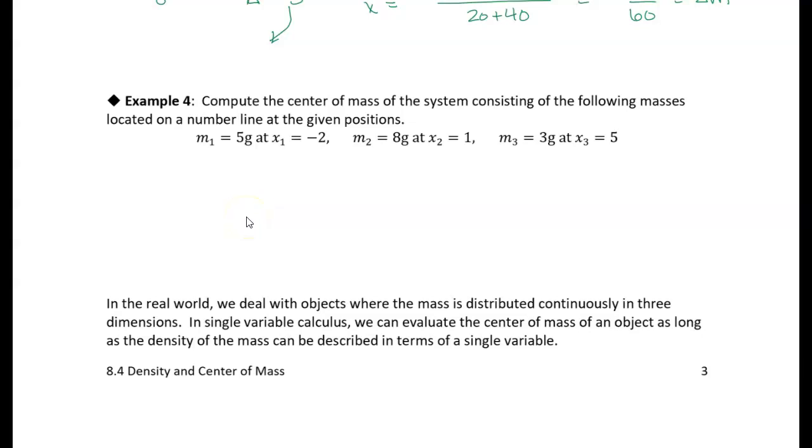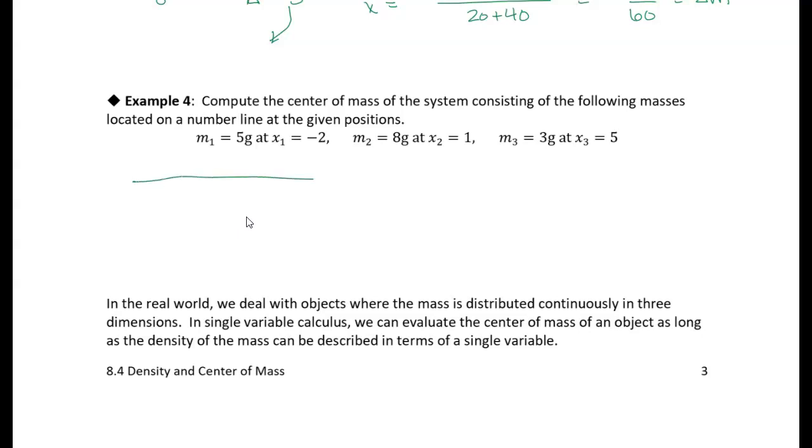All right, so hopefully you looked ahead at this example, because if you understand what we've done so far regarding center of mass, this should be pretty straightforward. And if you haven't tried it yet, maybe pause right now and give it a try. And then if you have trouble, just come back.